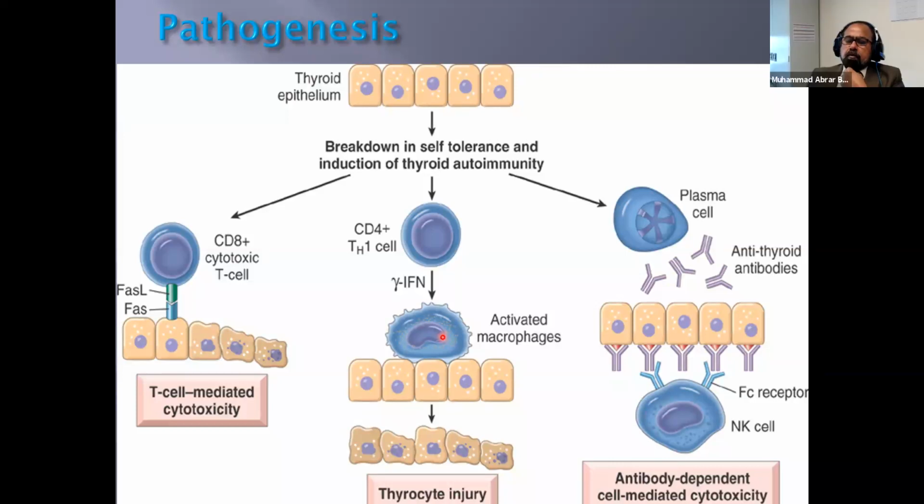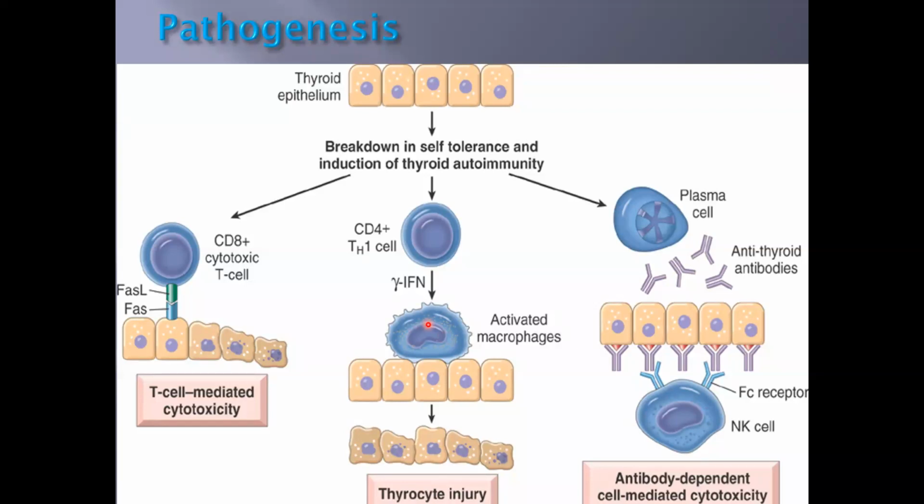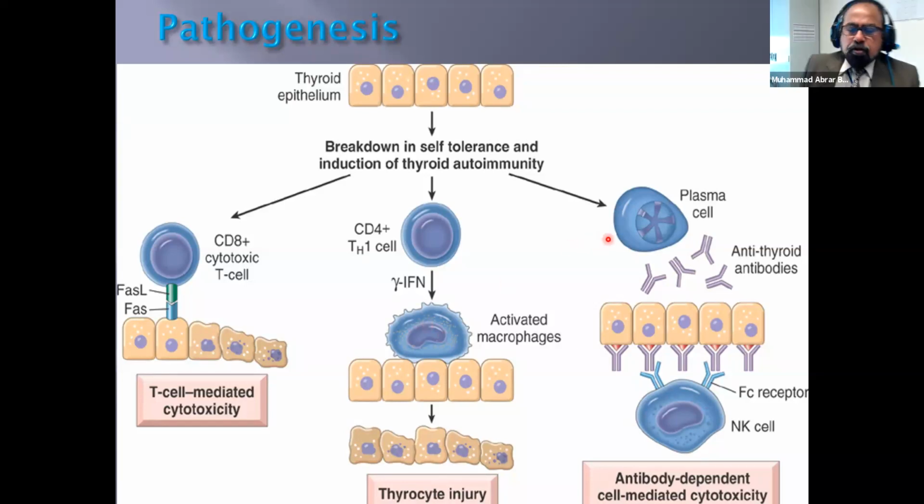No. They are called, yes, anybody else? Epithelioid cells. Epithelioid cells, right. So these epithelioid cells, basically, these macrophages are being activated by gamma interferon, and they kill bacteria, tubercular bacteria. Here they are killing the thyrocyte.